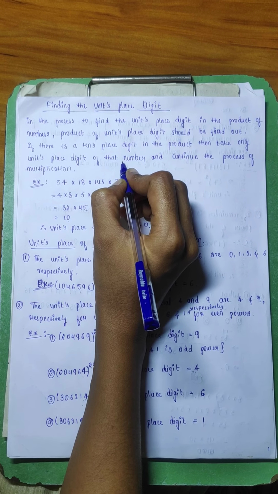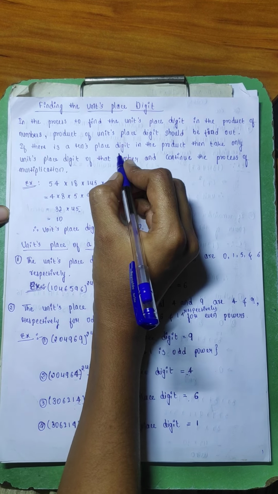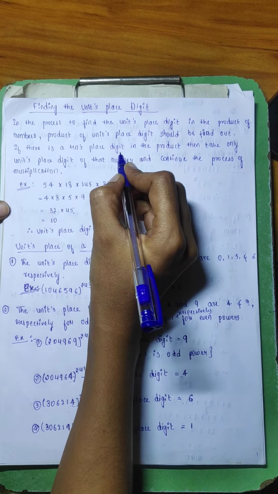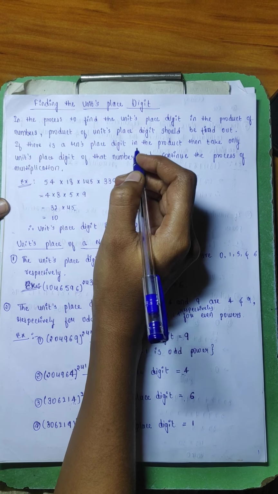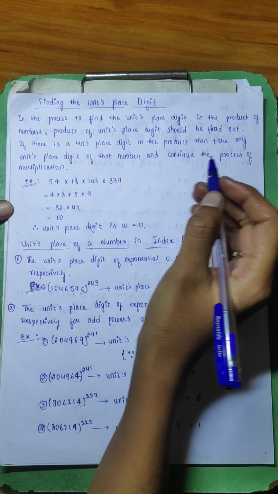Today let's discuss a very important topic for every exam, that is finding the units place digit. In finding the units place digit, you need to follow some 4 conditions. Let's start with the first one.